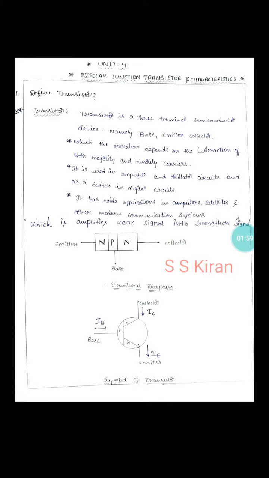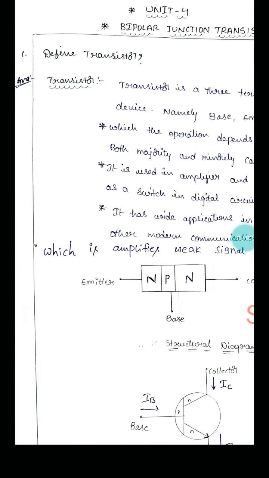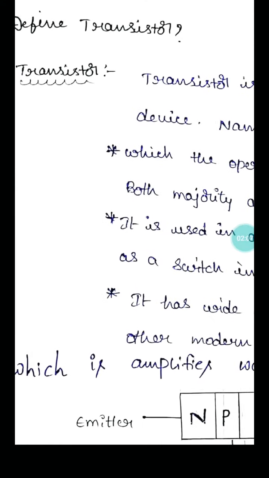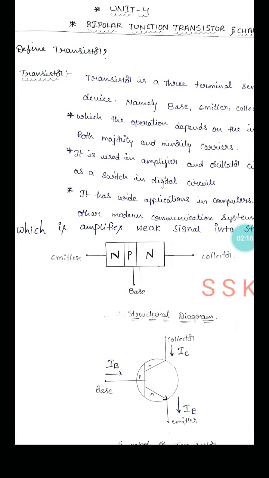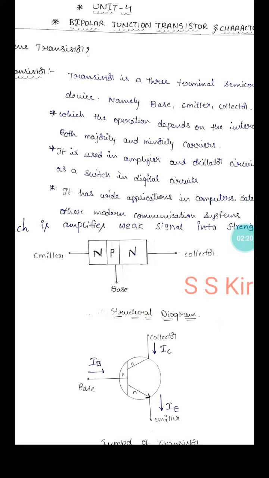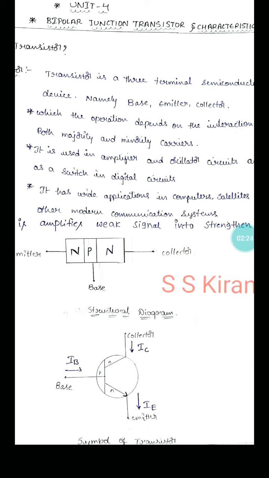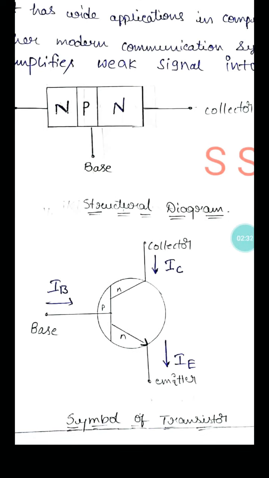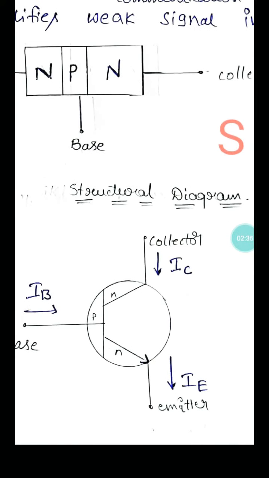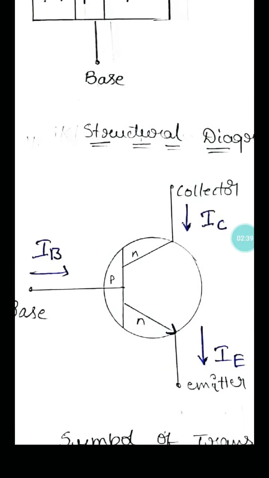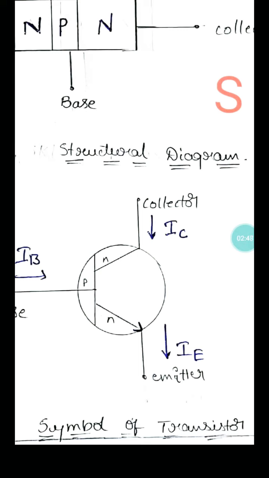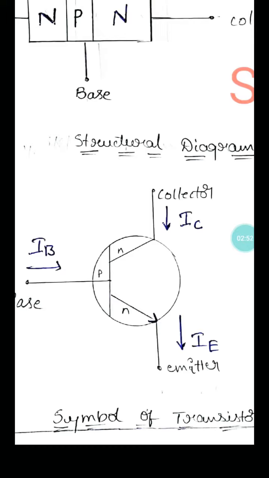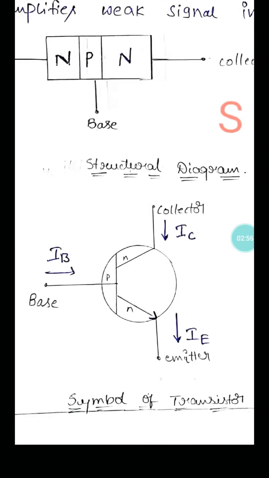Our first question is, define transistor. If this question is asked in the end examination, first you have to make up the answer like this. Just put a heading and do some sub-headings. Now we enter into the definition. Transistor is a 3-terminal semiconductor device. Very important. You can observe there are 3 terminals, namely emitter, base, and collector.